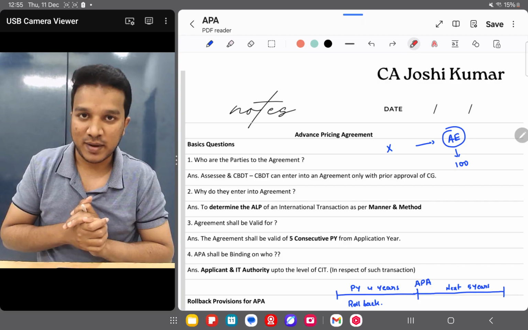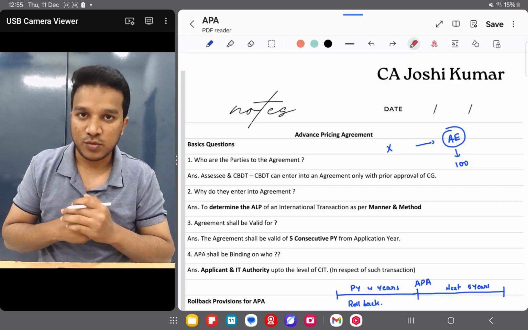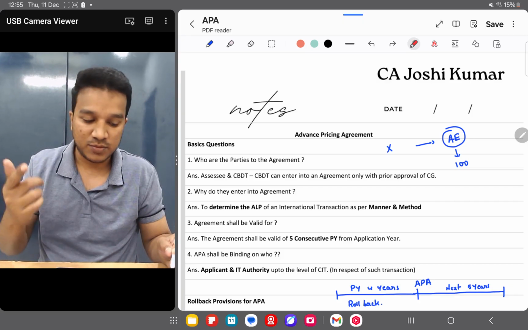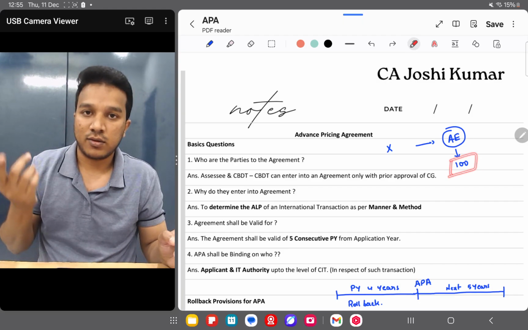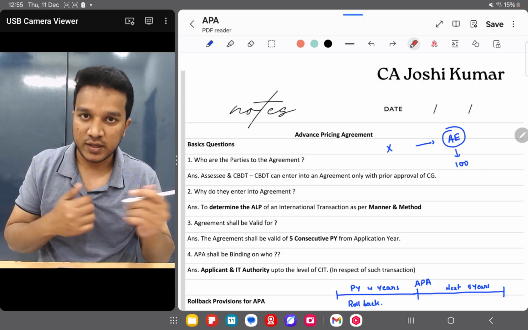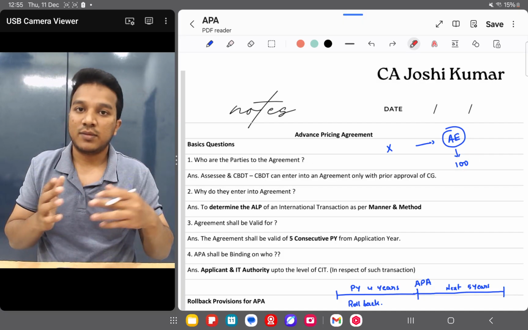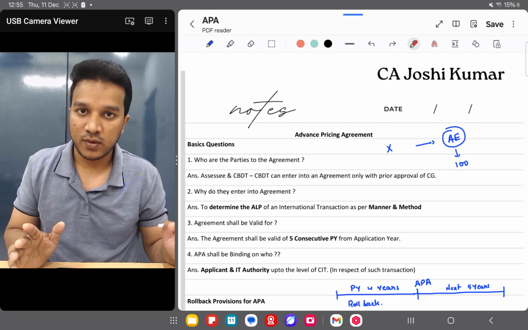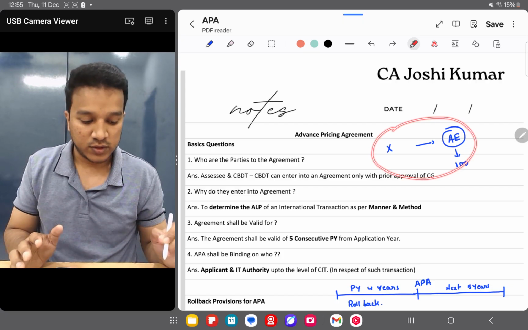Now comes the role of the department. The department will send me a notice and ask me to explain how I decided 100 rupees. Now I have to give explanations. There will be a dispute between me and the department, and that might turn into litigation also. So this is a big process.